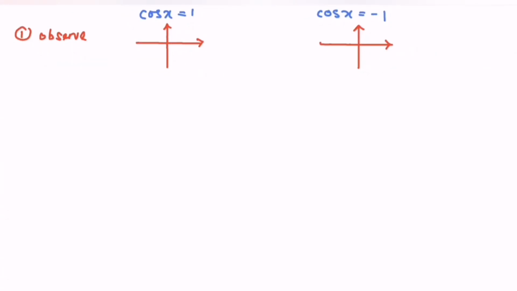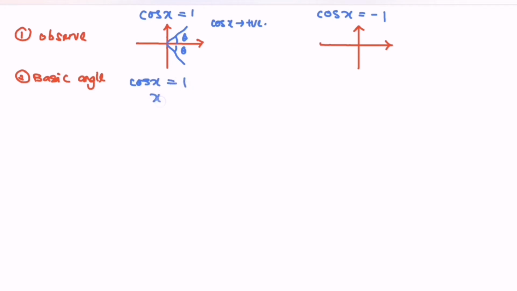So now we are going to find the value of x. Let's refer to the left hand side, cos x is equals to 1. Step number 1, observe the situation. In this case, cos x is positive, so the quadrant will be the first quadrant and the fourth quadrant where we have the basic angle. The second step is to determine the basic angle. For cos x is equals to 1, the basic angle will be 0 degree.